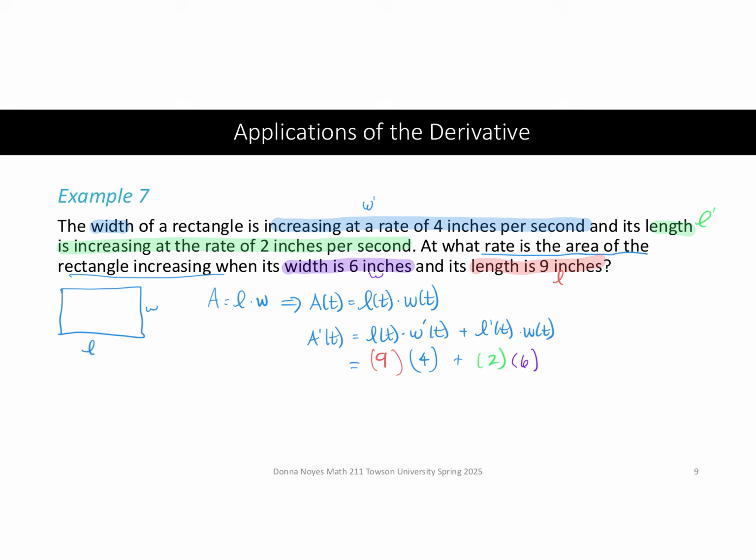And when we put it all together, we get 36 plus 12, or 48. And remember, this is area in terms of time, so that would be inches squared per second. So we end up with our area changing at 48 inches squared per second.